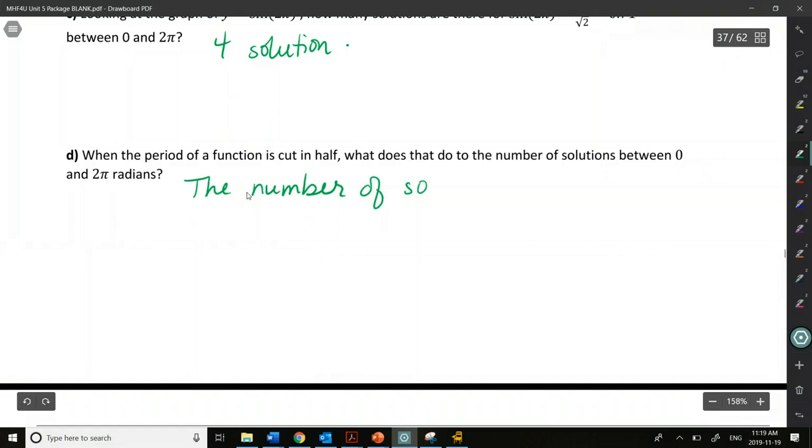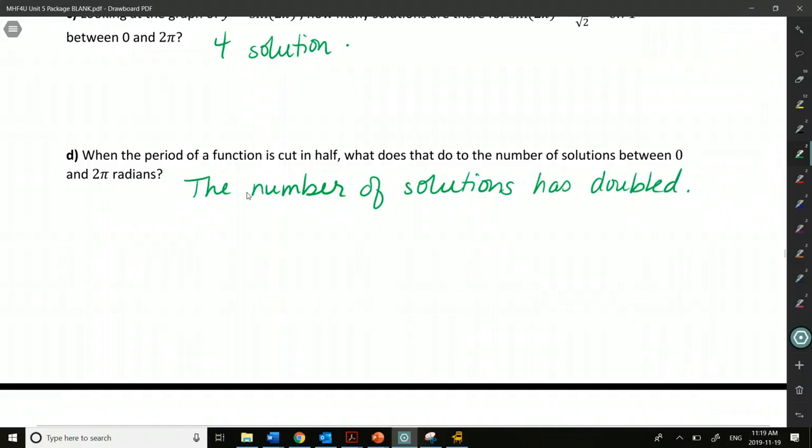Can I ask you guys, if I made my k value 3, what do you think my number of solutions would do? So I would have gone from 2 to 6, which is what? How have my solutions grown? To get from 2 to 6, I multiply by 3. So I'm tripling my number of solutions, right?